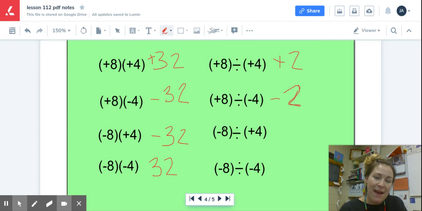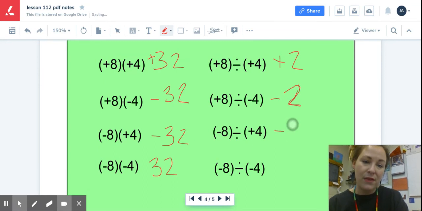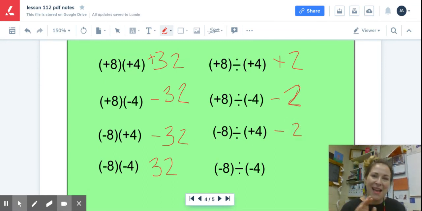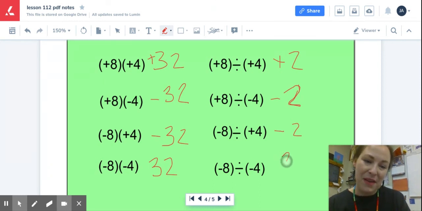Next one down. Now we have a negative 8 divided by a positive 4. Again, it doesn't matter which one comes first. If they're not both the same sign, our quotient will be negative. So again, we have a negative 2. And last but not least, we have negative 8 divided by negative 4. Don't let all of those negatives make you think negative. They're both the same sign, so our quotient will be positive. So we have a positive 2.